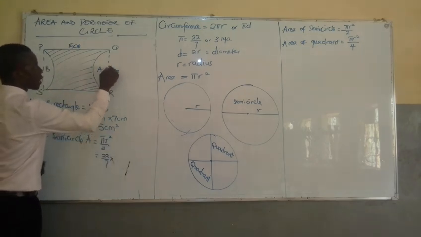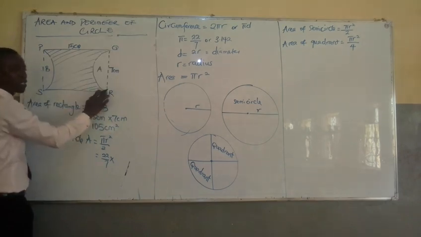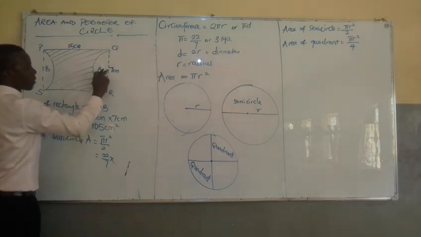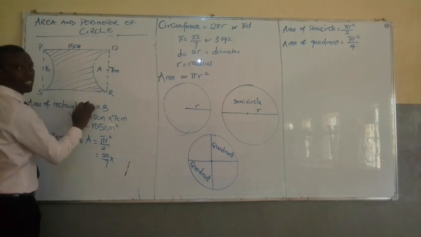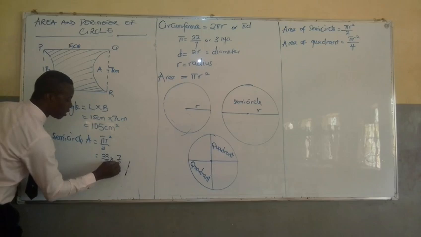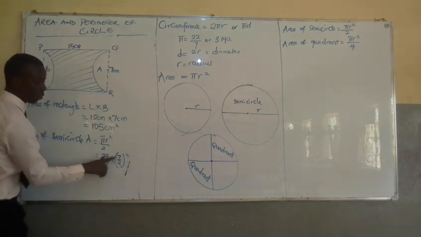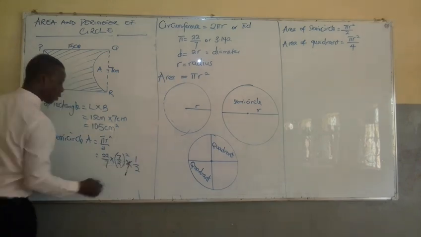Now, at this point, I will need to calculate my r. You can see from this point to this point is 7 centimeter. Remember that my r is from the center to the circumference, so we can't take this as the whole r. So my r is going to be 7 divided by 2, all squared. Remember, r squared, so I'm dividing it. Then times 1 over 2.